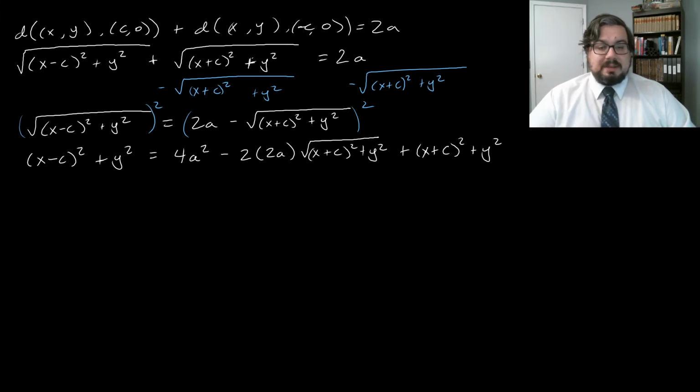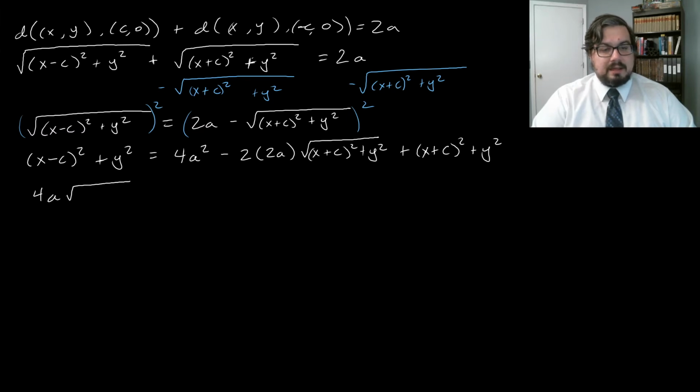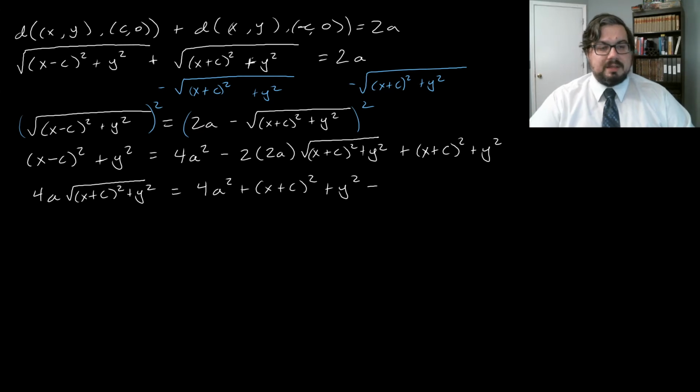So we managed to eliminate one of the square roots. We still have one left. So what I want to do now is to bring the square root expression that I have over to the left-hand side of the equation, everything else to the right. So if we move this expression over to the left, we get 4a times the square root of (x plus c) squared plus y squared equals, and then on the right we still have 4a squared plus (x plus c) squared plus y squared, but then minus all the terms that we had before on the left. So minus (x minus c) squared and minus y squared.